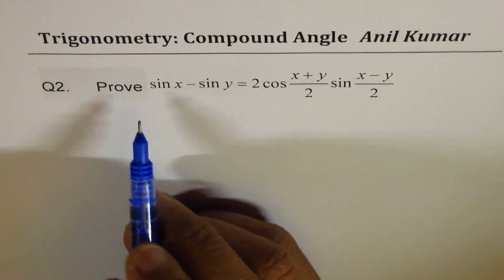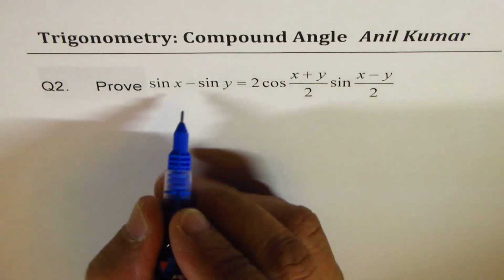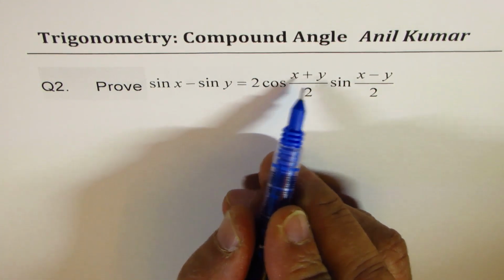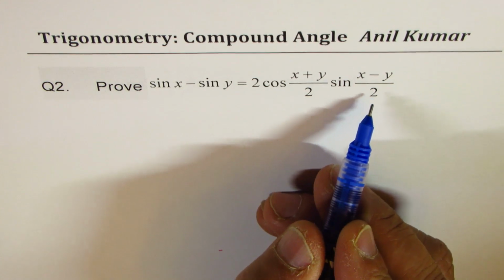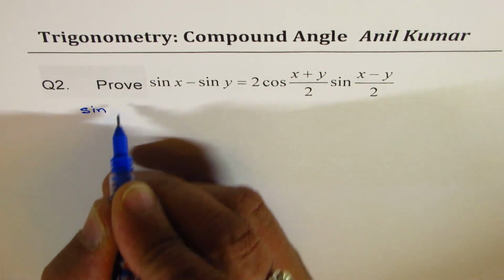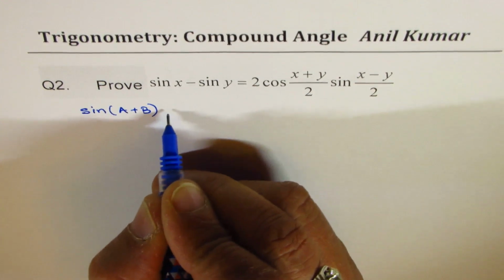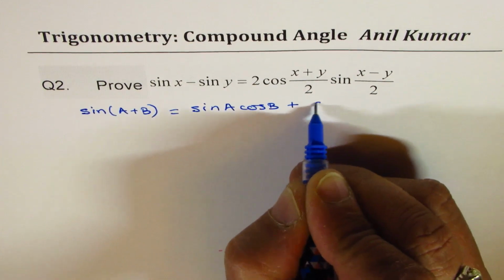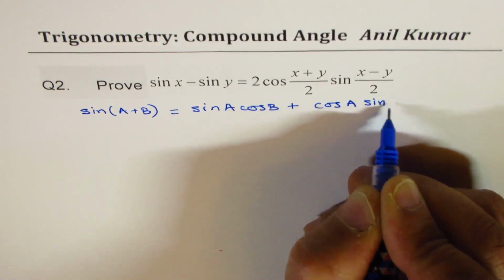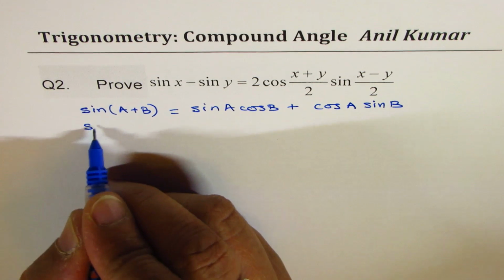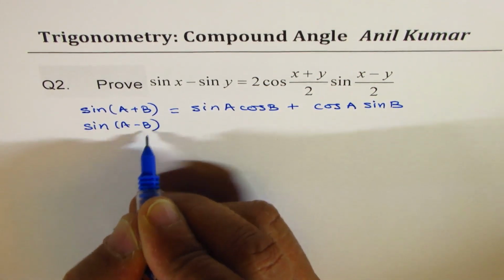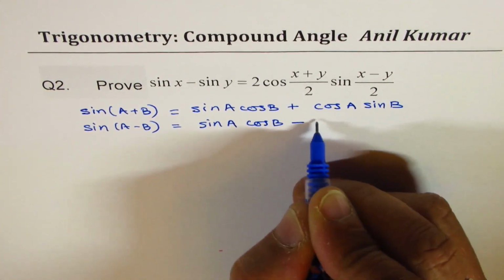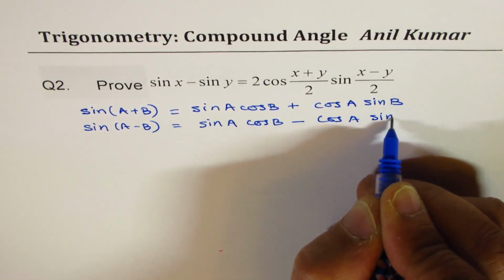Okay, so let us redo this question. We want sin x minus sin y equals 2 times cos of (x plus y) divided by 2, sin of (x minus y) divided by 2. So we started with sin(A plus B), which is equal to sin A cos B plus cos A sin B. We'll also take up what sin(A minus B) equals. It is sin A cos B minus cos A sin B, correct?